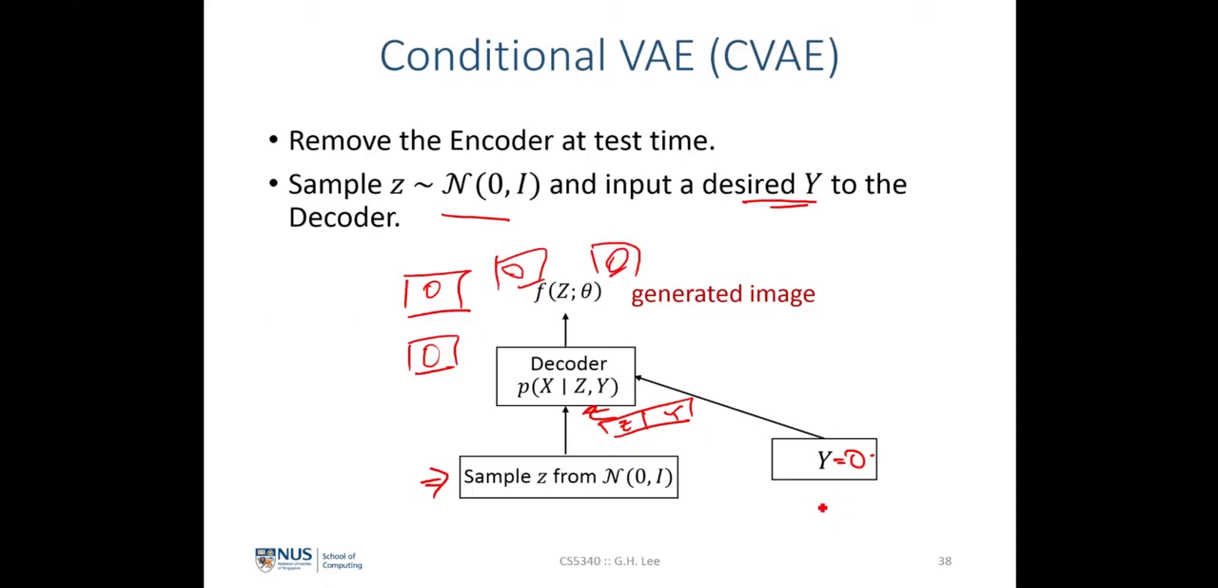So similarly, if I condition this upon 1, then what this means is that by sampling z here, my output will always be 1 over here, and it would be a different form of 1, for example, a different style of writing 1.